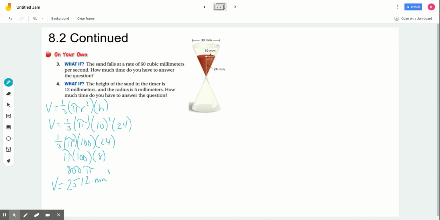Now that you've found the volume, your work should look something similar to this, and you should have found the volume to be 2,512 millimeters cubed. If the sand falls at 60 cubic millimeters per second, how much time would we have to answer the question? We're going to take the volume and divide by 60. So 2,512 divided by 60.